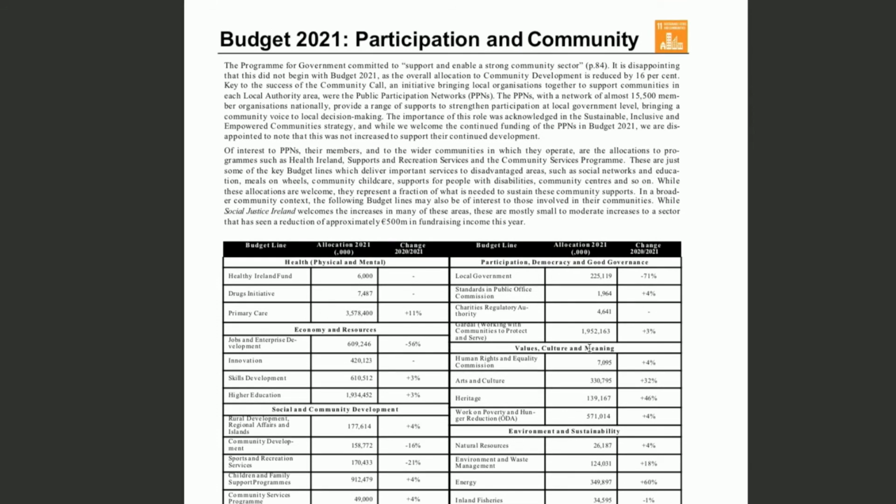So moving on then to the whole issue of participation and community. This is an issue that we focus on always in terms of analysing the budget. So in budget 2021, we are disappointed really, because the programme for government committed to support and enable a strong community sector. So it's very disappointing that that support did not really emerge in 2021, as the overall allocation to community development is actually reduced.